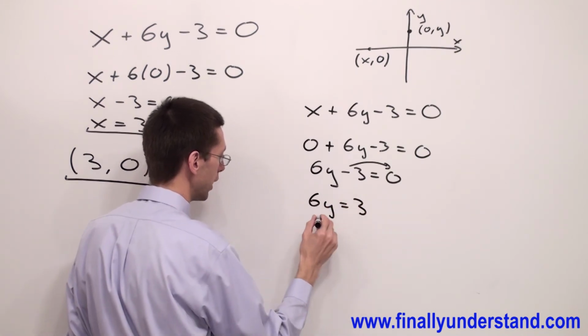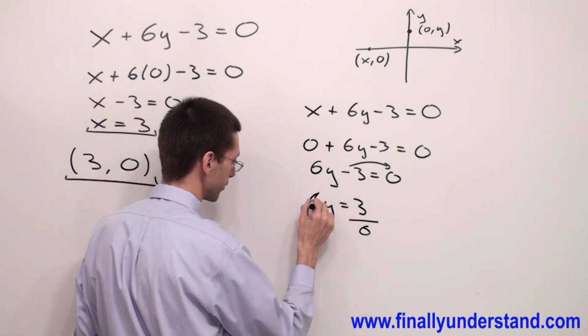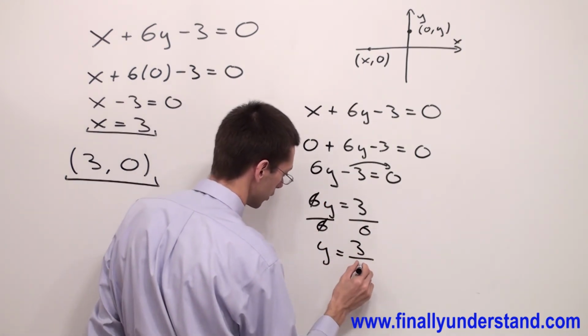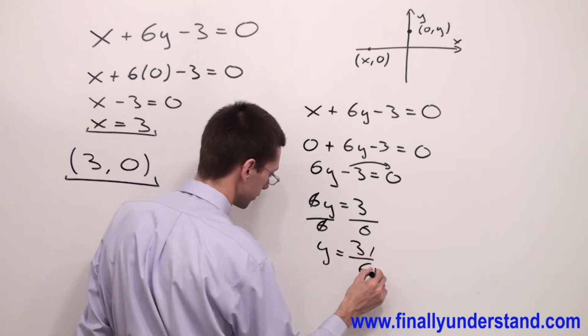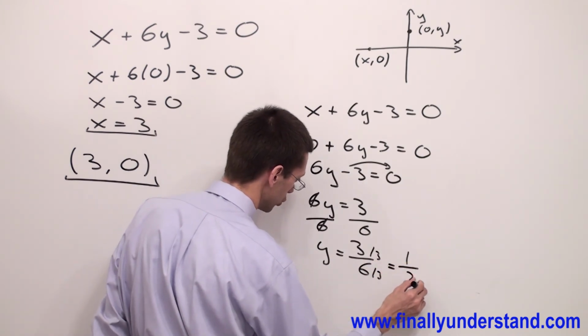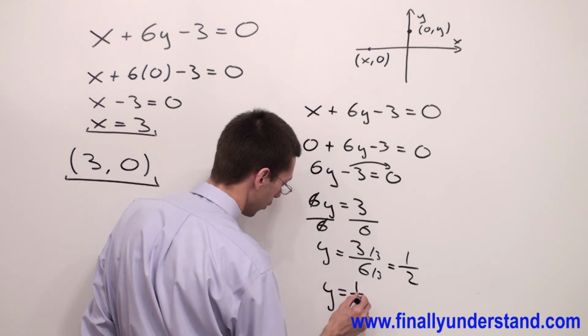In order to find y, I have to divide both sides equation by 6. So y is equal 3 over 6. We can reduce this fraction by 3. And I have 1 over 2. So I have my y-intercept is equal 1/2.